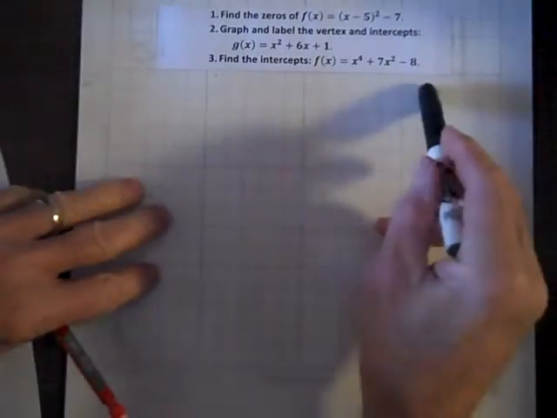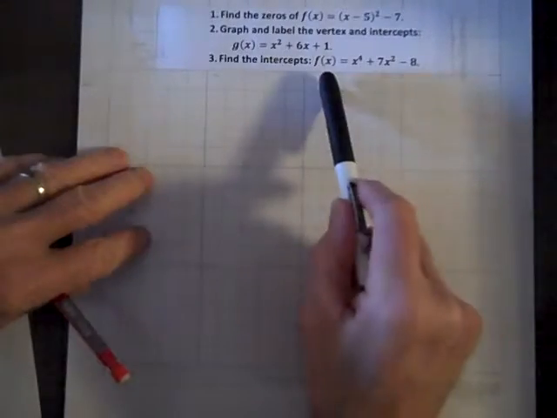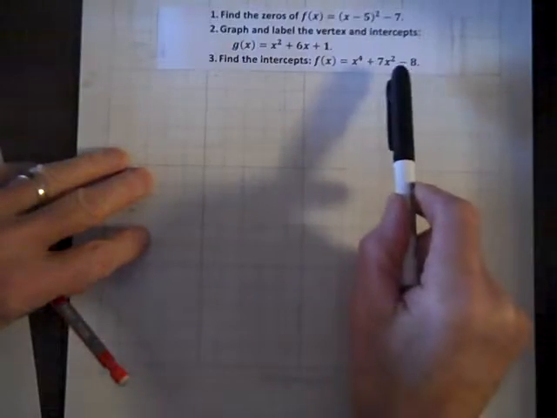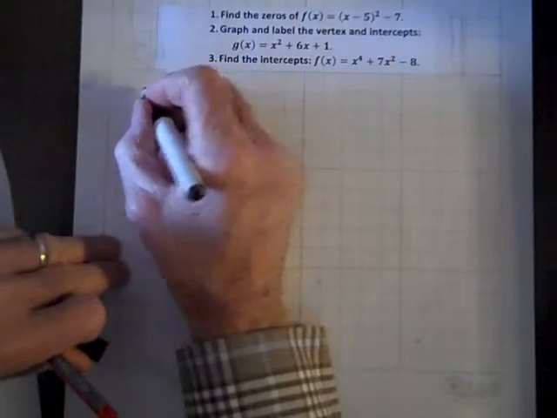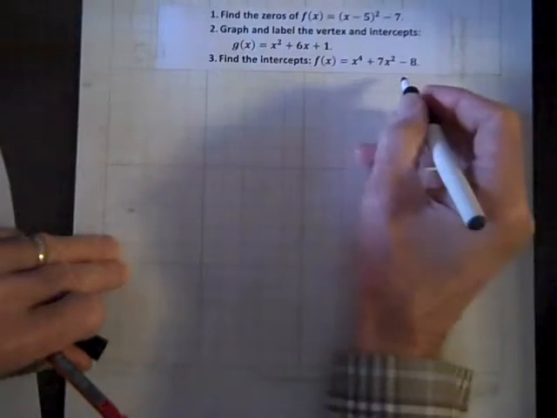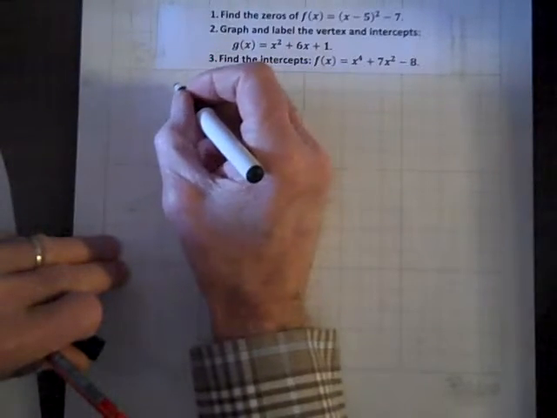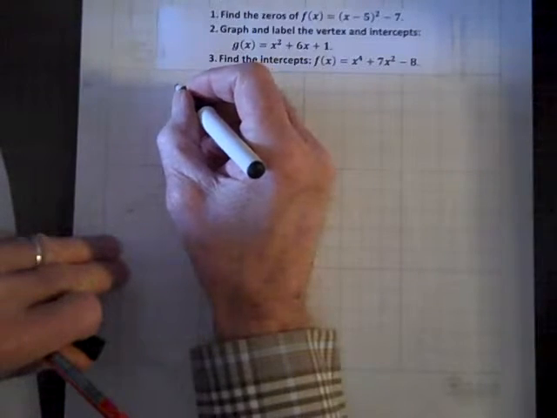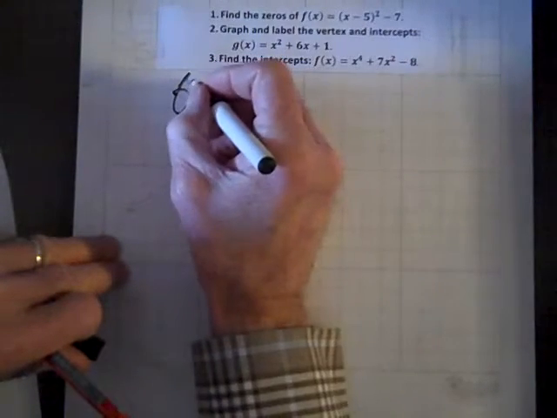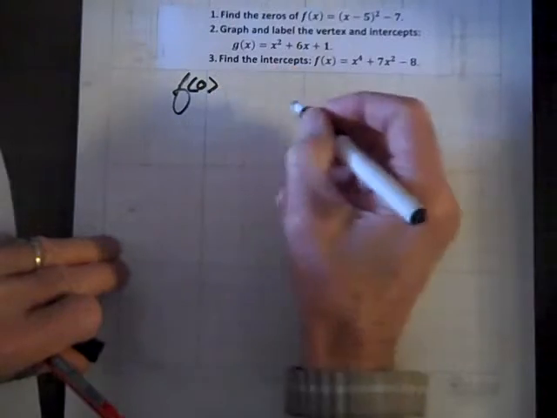Well, finally, we have to find the intercepts of f of x equals x to the fourth plus 7x squared minus 8. Well, to start off with, let's just find the y-intercept. So to do that, we'll let x equal 0. So we're going to evaluate f of 0.